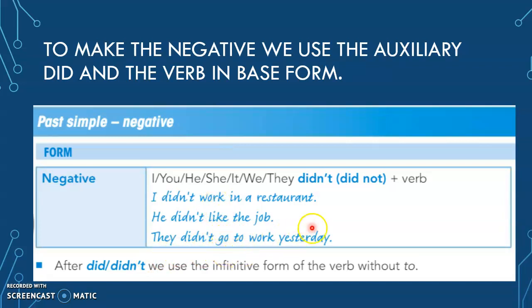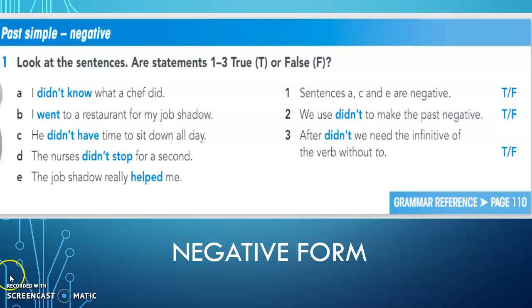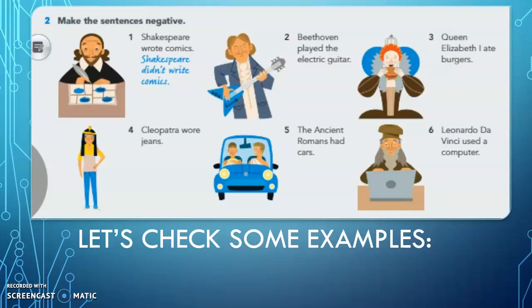And remember, sometimes I need expressions for the past like yesterday. After did or didn't, we use the infinitive. But remember, didn't is only for the negative. If my sentence is in an affirmative form, I just need my verb in past tense. I went to a restaurant. I cannot say I did went or I did go. I just need the verb in past tense. Didn't is only for the negative.